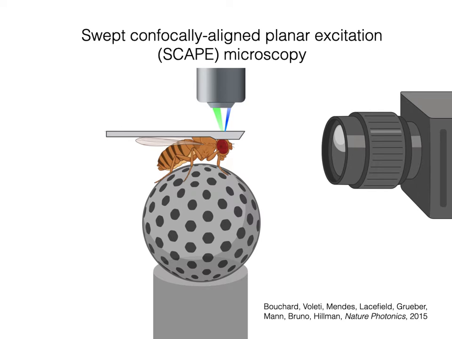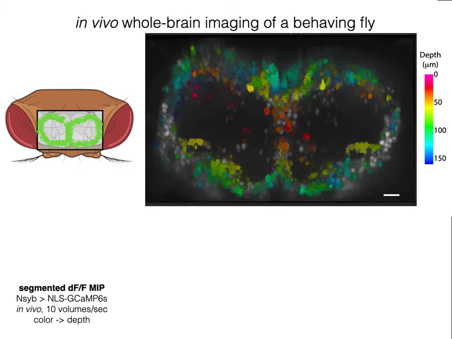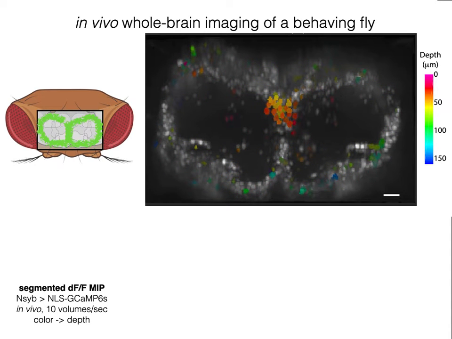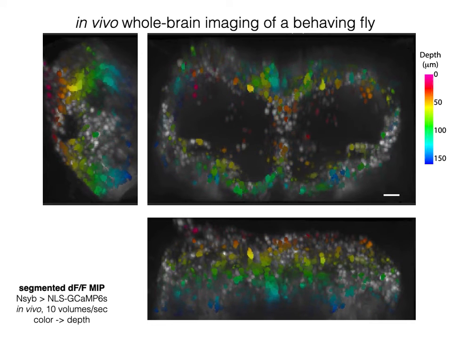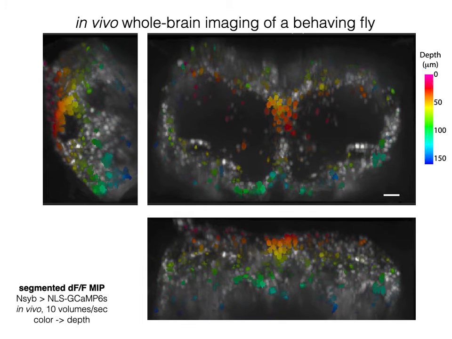We used SCAPE microscopy to image a large fraction of the fly brain at 10 brain volumes per second while we monitored the fly's behavior on a ball. We expressed GCaMP6s and DsRed, both localized to the nucleus. So here, color indicates depth in the third dimension, and the cartoon on the left shows roughly what you're looking at. We're imaging from the dorsal surface, and the cell bodies form a heart-shaped structure, with black areas in between being neuropil. Now looking at all three dimensions, you can see rich dynamics in both space and time.